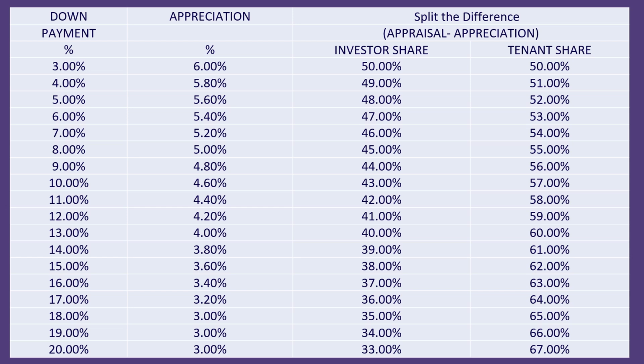And there are cases with distressed sellers where the tenant buyer may end up paying 20% of the down payment. So you have hardly any investment in the property, and you are still getting a 3% appreciation with zero investment or zero down. And the next difference is the split of the difference between the appraisal value and the appreciation value.